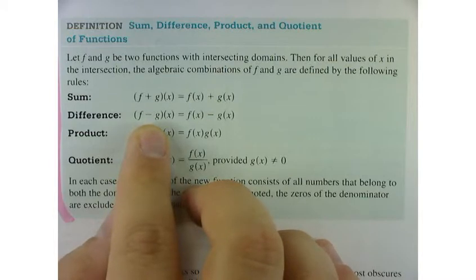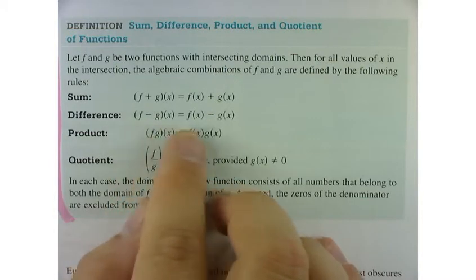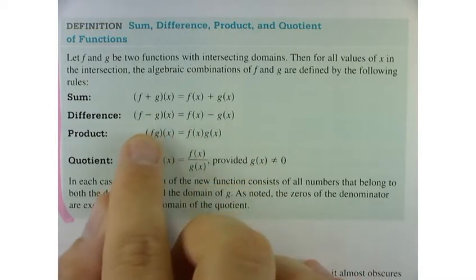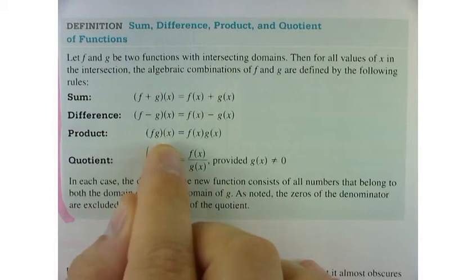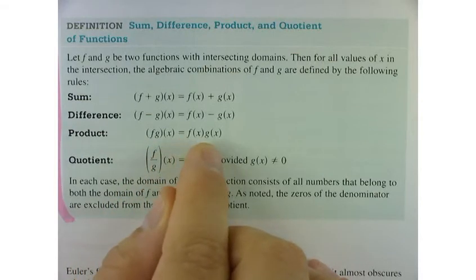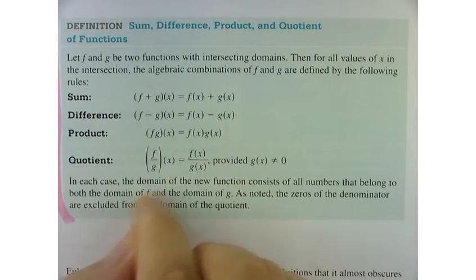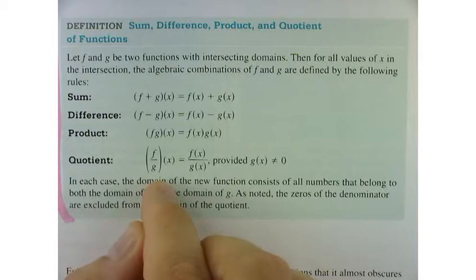Same with the difference. f minus g of x is the same as f of x minus g of x. Okay? Same with the product. f g of x is the same as f of x times g of x. And then the quotient rule is going to be f divided by g of x is the same as f of x divided by g of x.